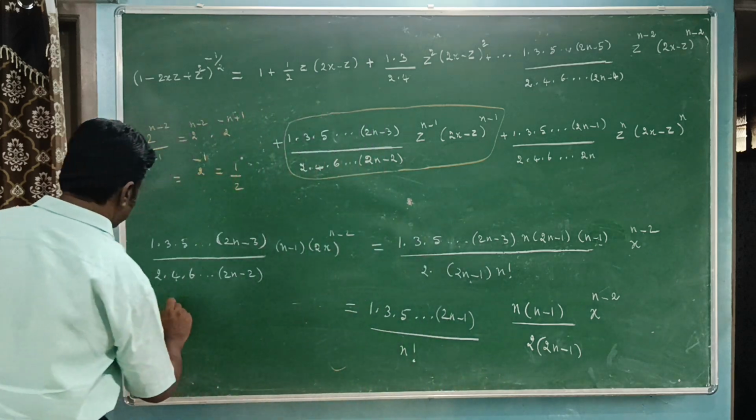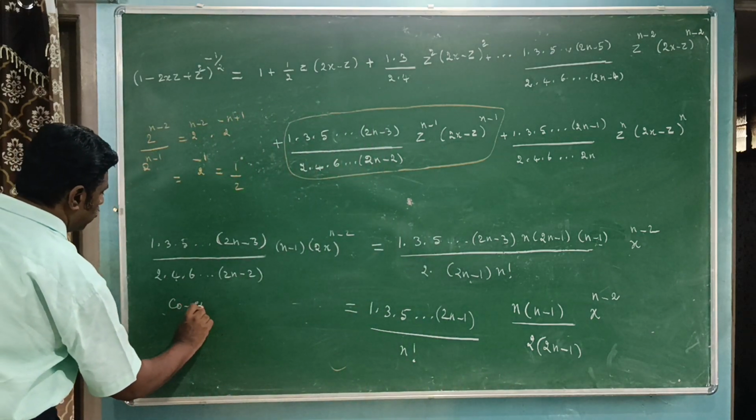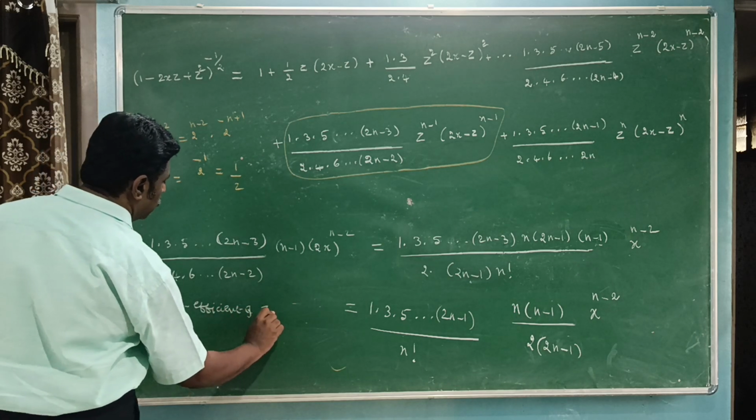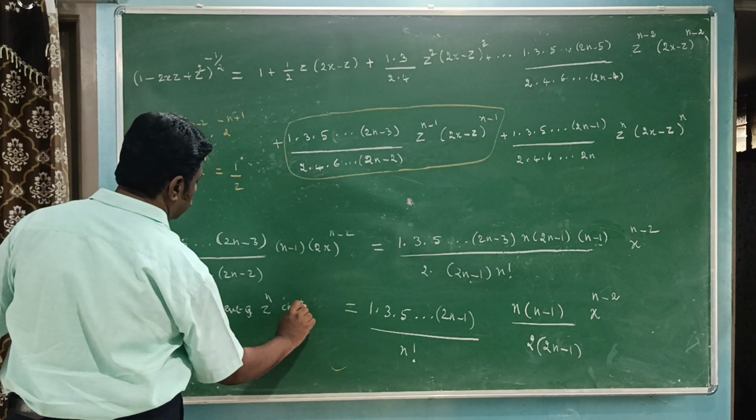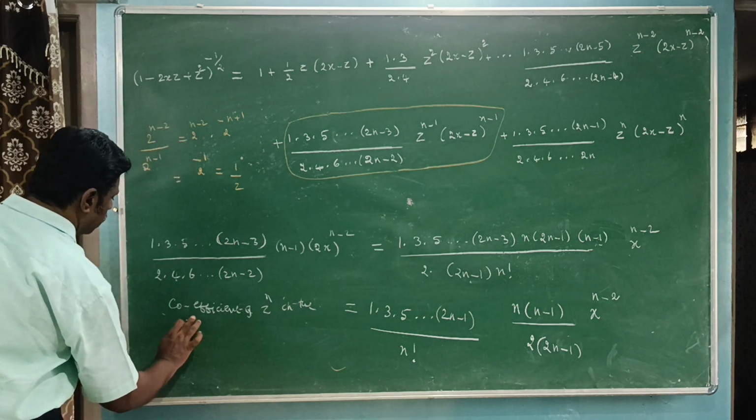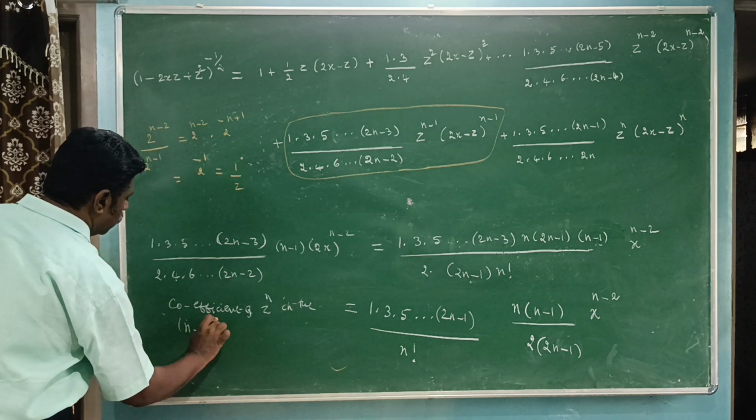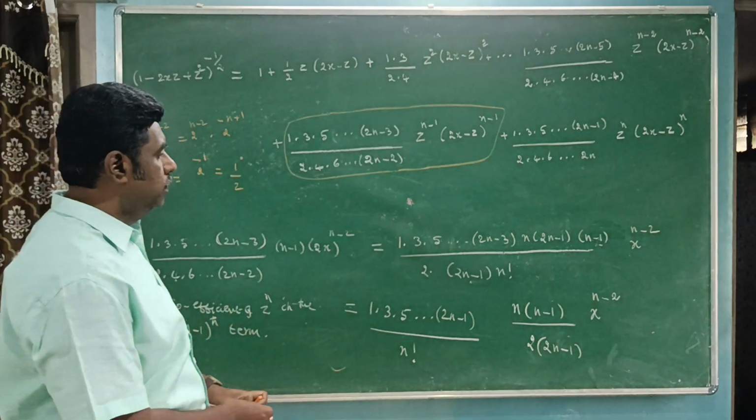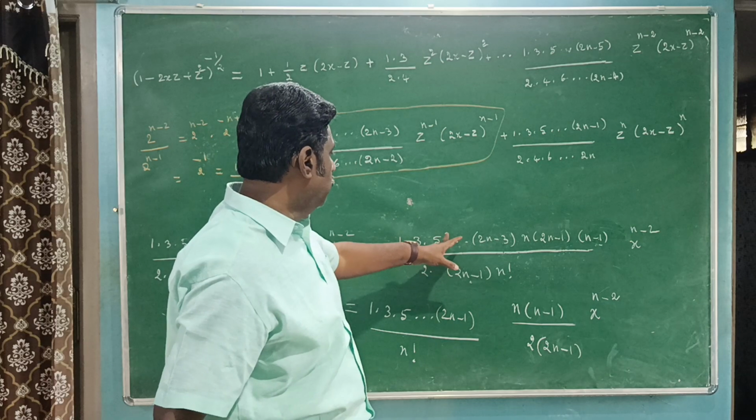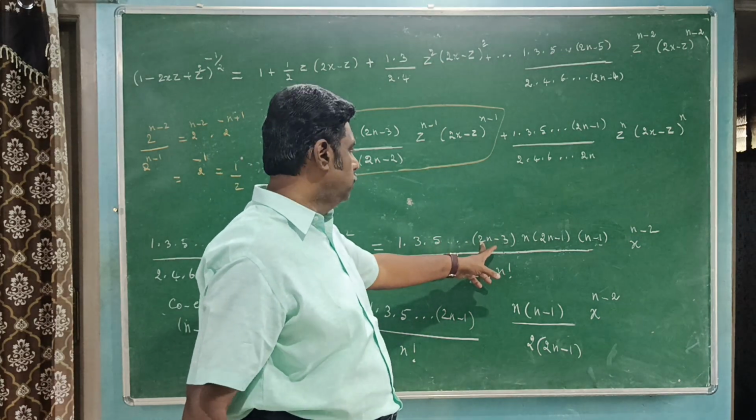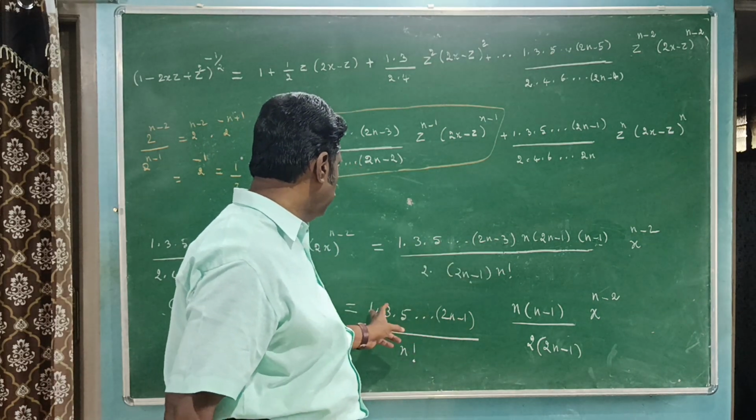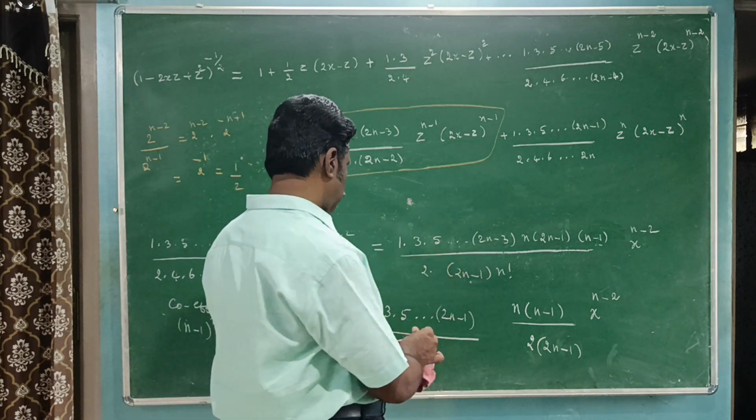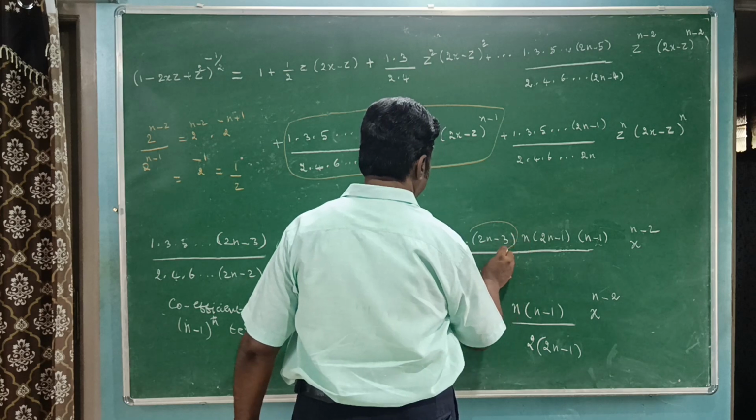This is the coefficient of z power n in the n minus 1th term. See here, from the above equation we have discarded this term because if you use 2n minus 1 you can get all the series. Rest of the things I have written as such. So this term is discarded.